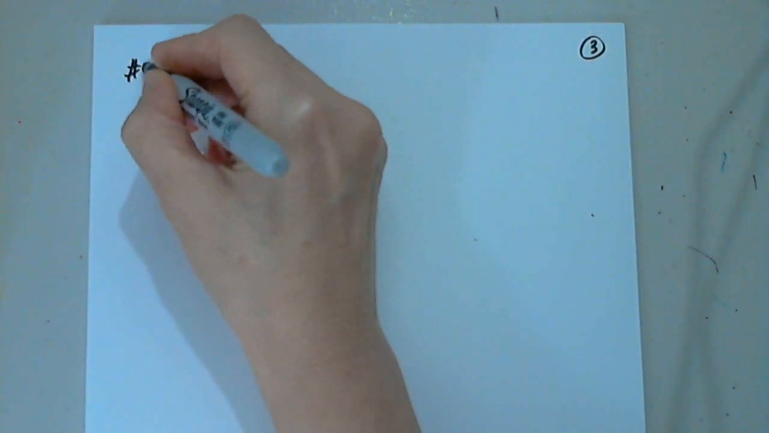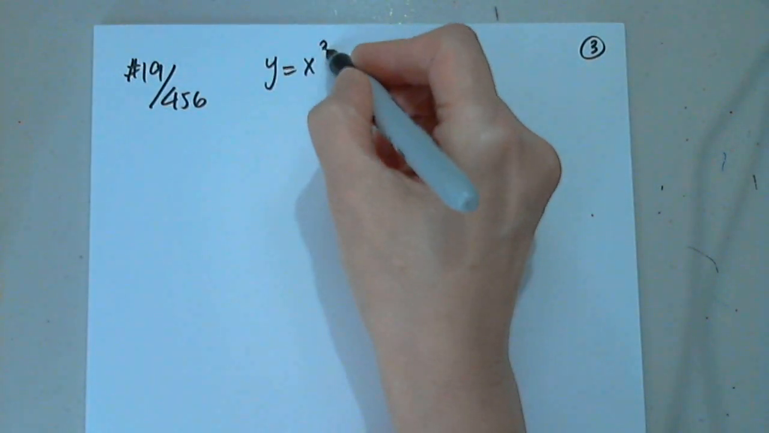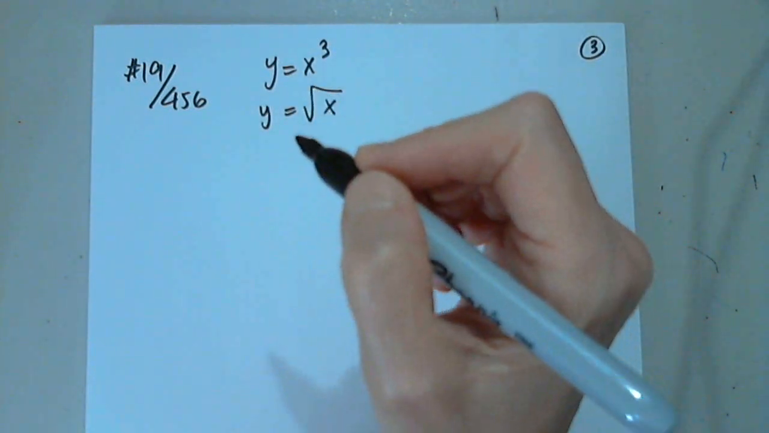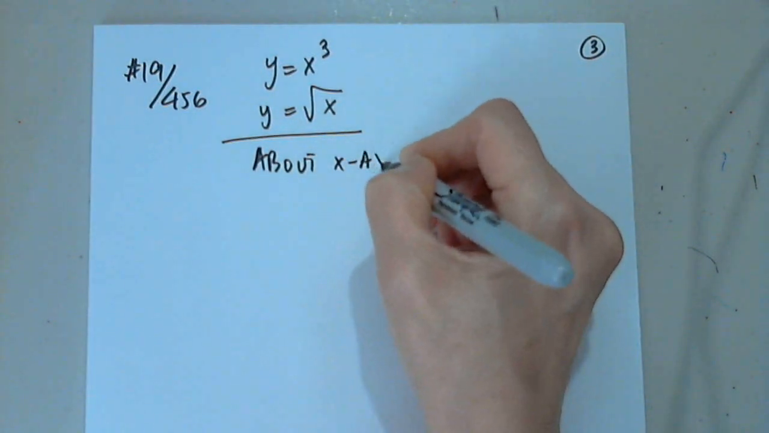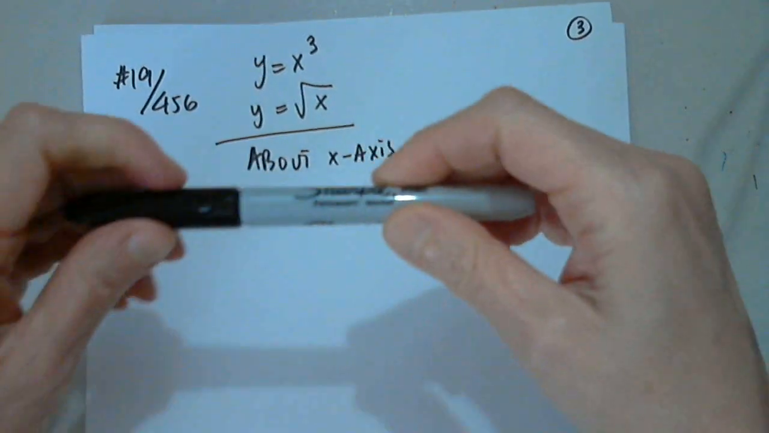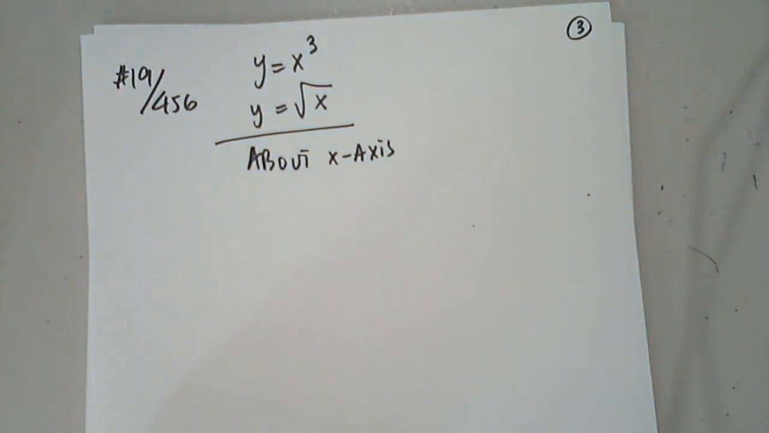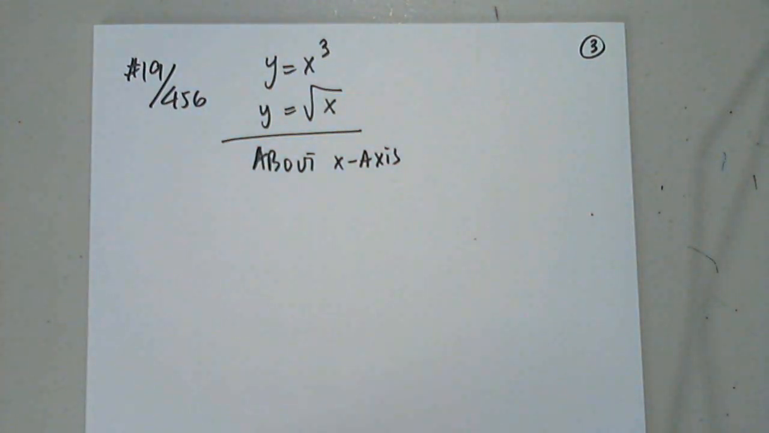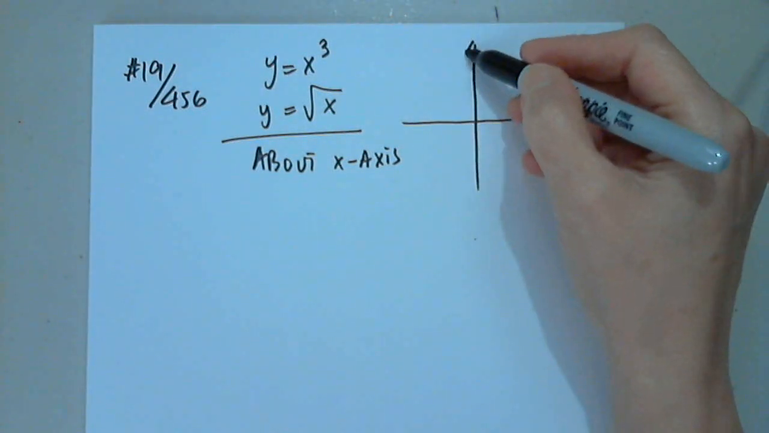Let's look at other examples. Okay, I'm on page 3. Let's take a look at 19. Also on page 456, we have y equals x cubed, y equals the square root of x, and it says about the x-axis. So when we rotate with respect to a horizontal axis, we integrate with respect to x. Okay, so let's take a look at how this looks and find the area that we are rotating.